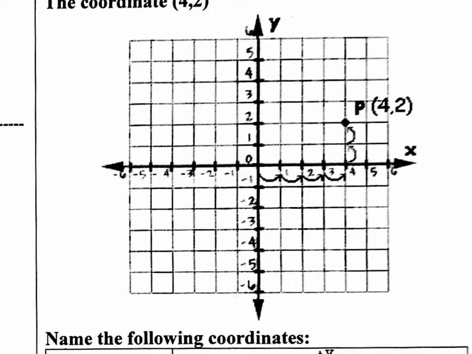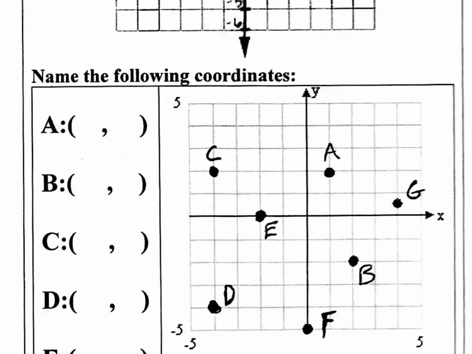So you start at the origin. If they want you to graph the coordinate 4, 2, you're going to go 4 on the x, 1, 2, 3, 4, 2 on the y, 1, 2. That's how you get to the coordinate 4, 2. Okay? So we have a little practice down here.